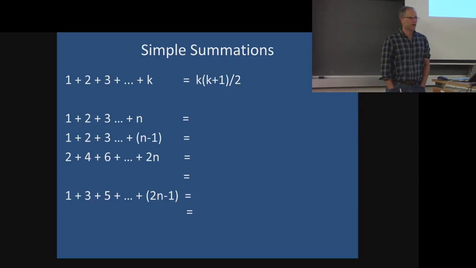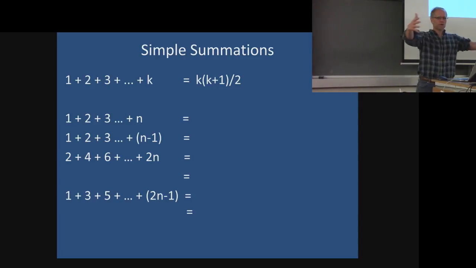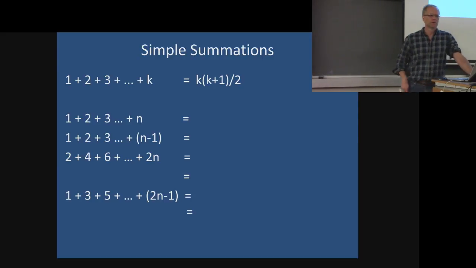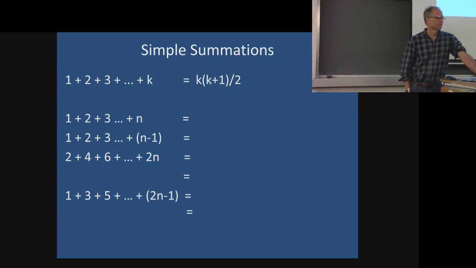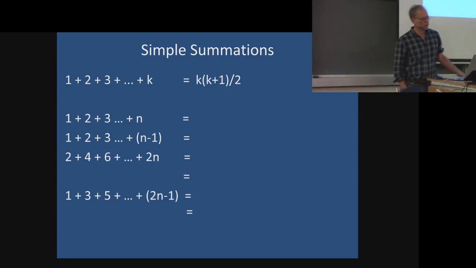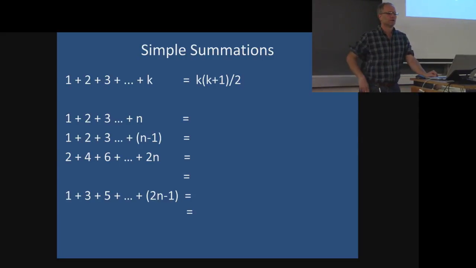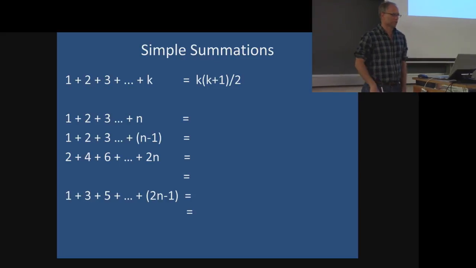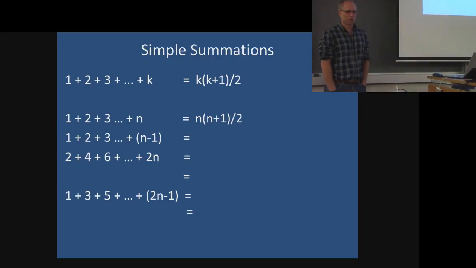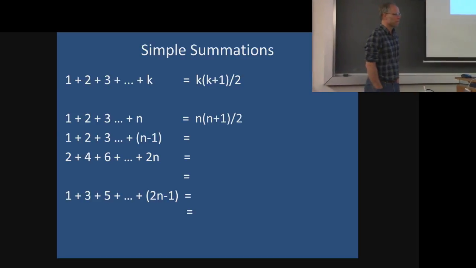If you're adding up the integers from 1 to 100, it's 100 times the next integer, which is 101, divided by 2. You can prove it via induction. You've probably seen that as well. I'm not interested in proving it. I just want you to know it. So what's the sum of the first n integers? Just use a different variable: n times n plus 1 over 2.